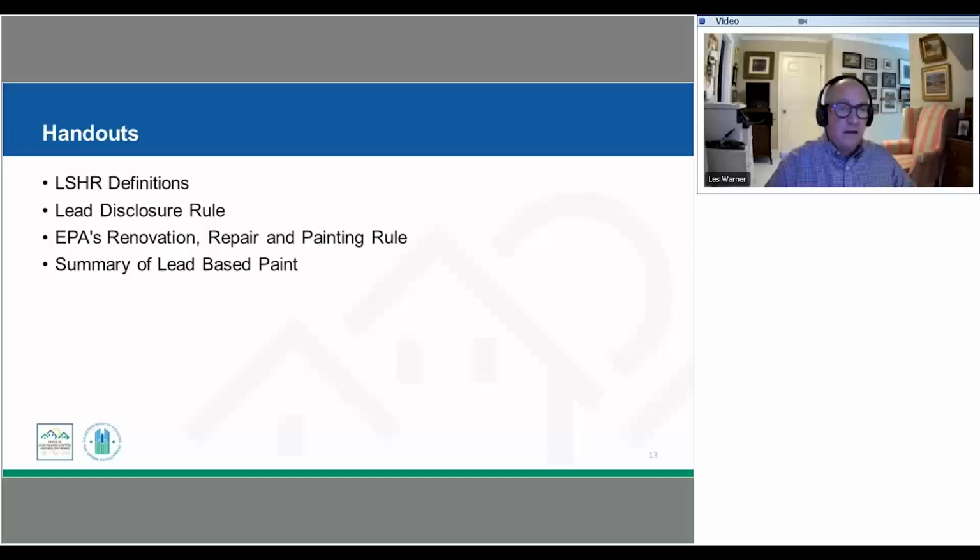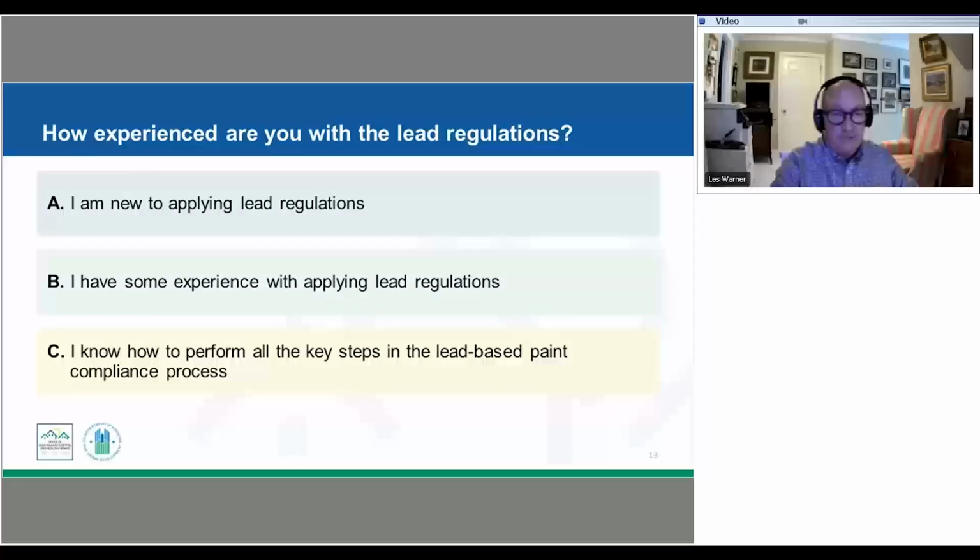And we'll be talking a little bit later in this session about a compare and contrast between the HUD lead safe housing rule and the EPA's RRP rule, some of the differences, and when they each apply, and I think this handout will be a little helpful for you. And then there's also a summary handout about lead-based paint. So we'll be seeing those as we go along through today's session.